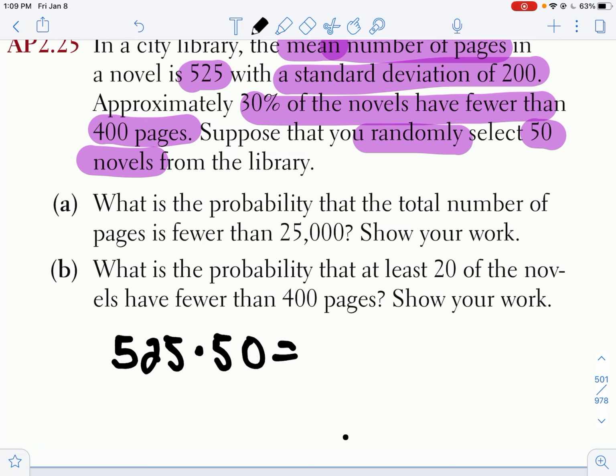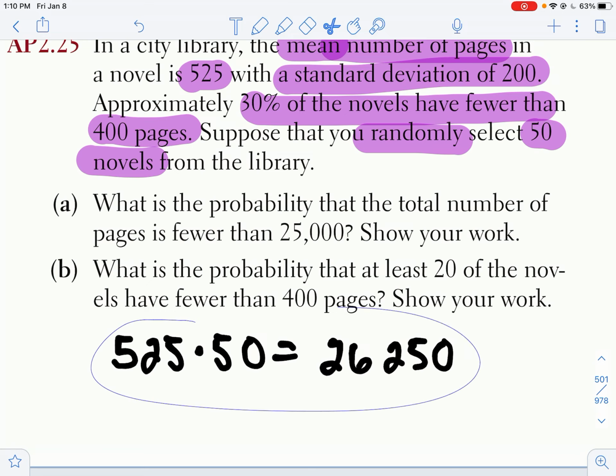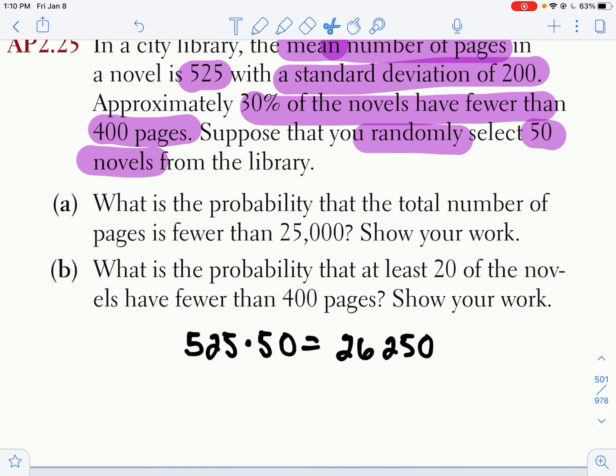50 times 525, I get 26,250. So that tells me that's the number of pages I would expect. That's the average number of pages for 50 books. Now, of course, we know it's not always going to be that smooth, but what we'd expect is 26,250.